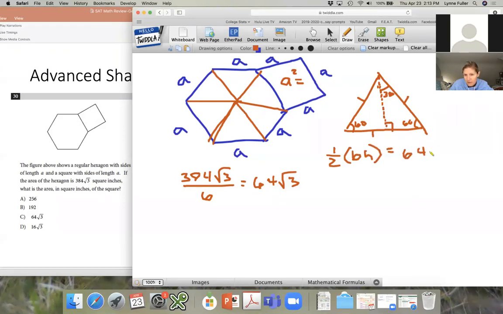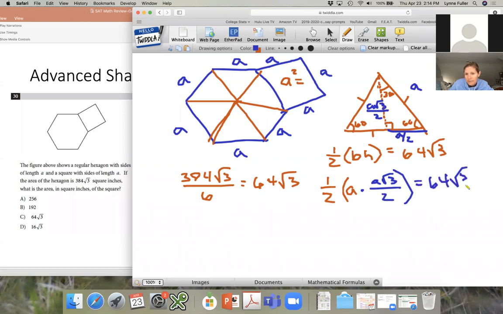And that equals 64√3. Our base is known as A, right? Because the base is A. So that'd be 1/2 of A. But finding the height is going to be a little more difficult. Okay, so this is A. If this is A divided by 2 because it's half of it. And this is A√3 divided by 2 because we're doing the properties of a 30, 60, 90. So A√3 over 2 is that height, equals 64√3.